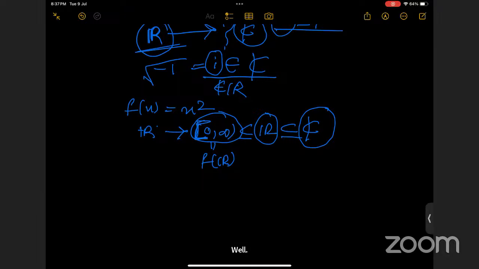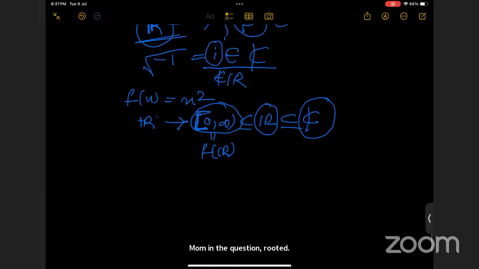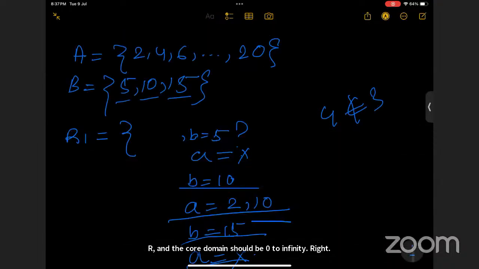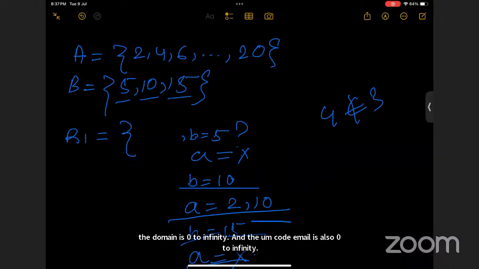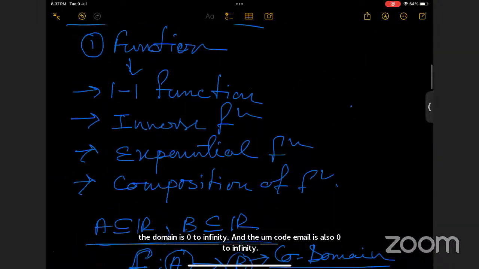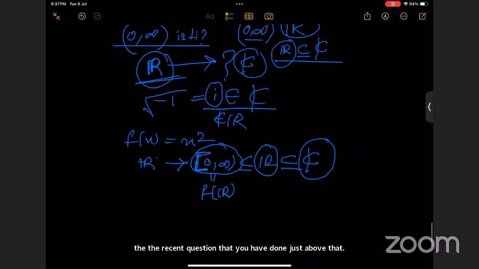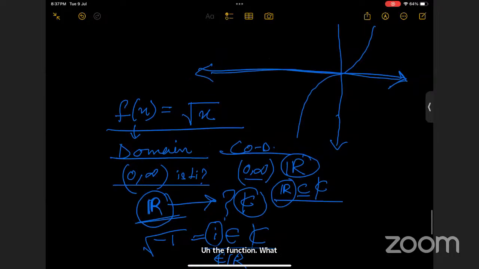Ma'am, in the question of root x, the second last question that we have done, we said the domain is 0 to infinity and the codomain is also 0 to infinity, right? Which question? Can you repeat? The recent question that you have done just above. The root x one. For this, the codomain will also be 0 to infinity, right?